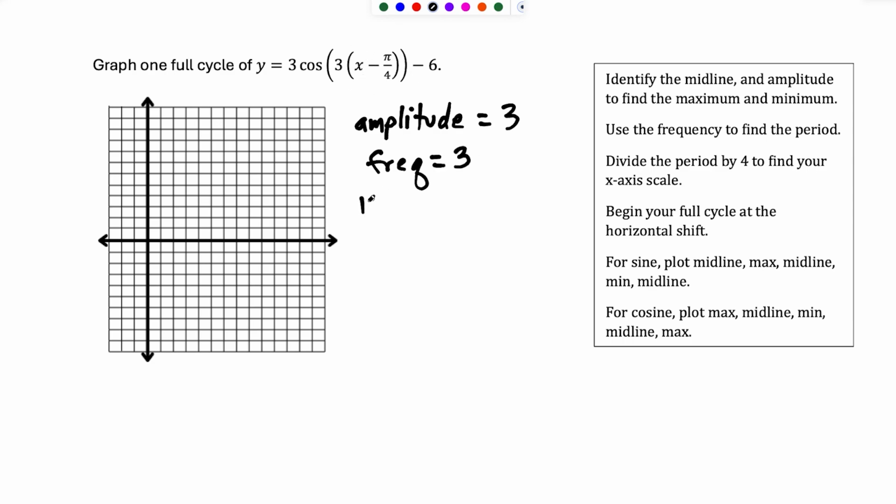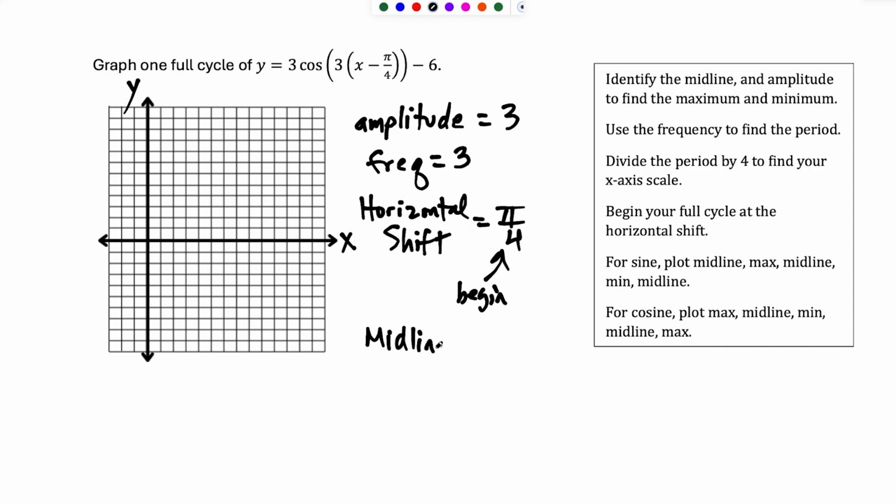And this time around, we actually have a horizontal shift other than 0. So we have a horizontal shift here equal to pi over 4. And what this tells us is where to begin. Okay, so we're going to begin at pi over 4 on the x-axis. So we have our x-axis and our y-axis. And then at the end, we have our midline. And our midline here, we could say, is y equals -6. Before, I used the equation and called this A, B, C, and D, but the midline is a horizontal line, so I could also just name it as y equals -6.